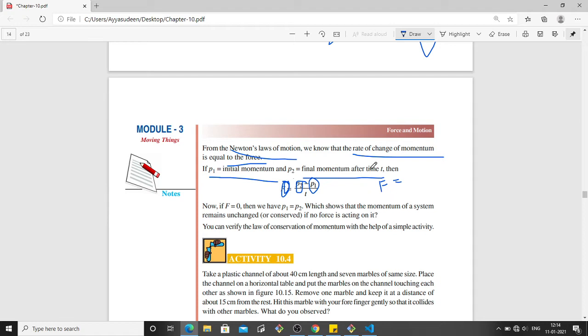How? Substitute F equal to 0: 0 equals (P2 minus P1) by T. Now this T will go to the other side, and T into 0 is 0. So 0 is equal to P2 minus P1. Now this P1 will come to the other side, so P1 equals P2. So if there is no force, then both momenta are the same. That is what is called the conservation of momentum.